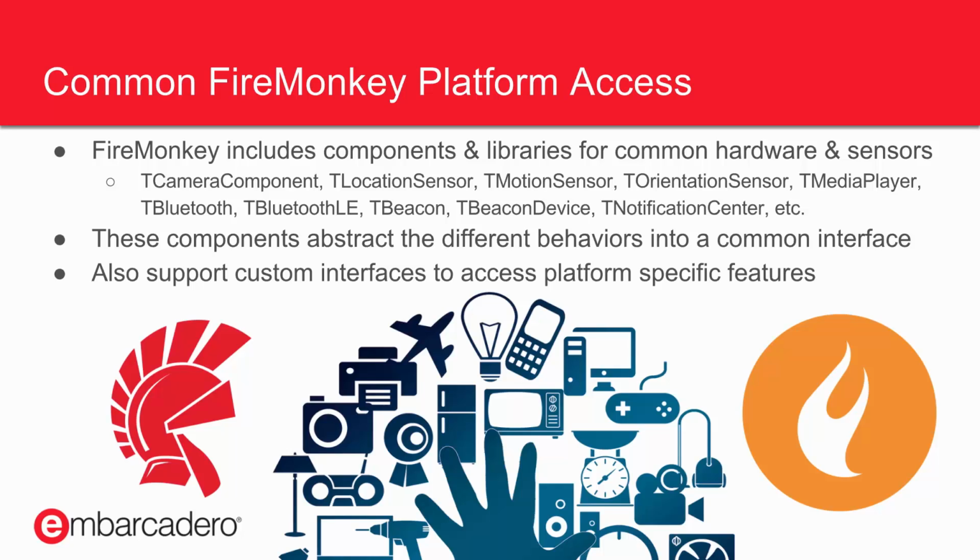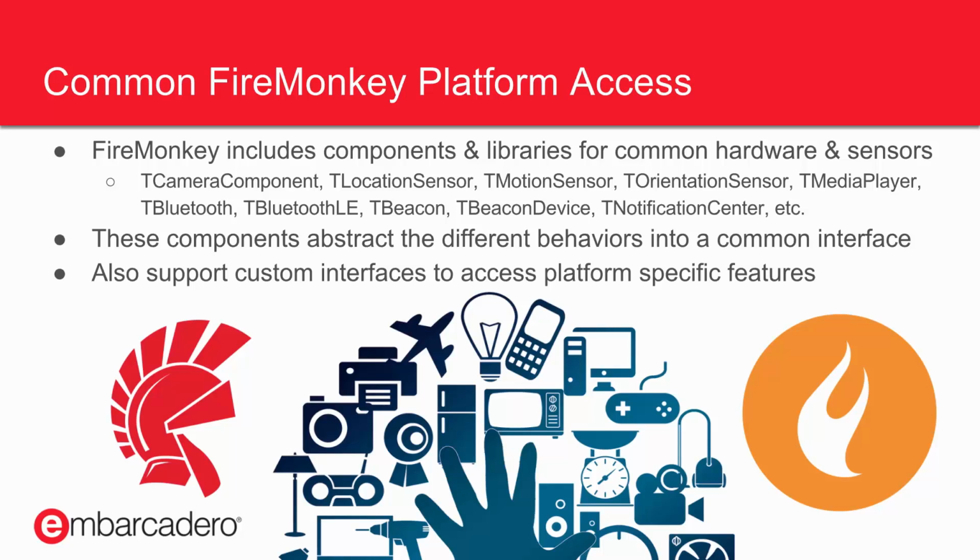So when you're working at the FireMonkey RTL layer, there's a number of components and libraries available for common hardware and sensors. For example, the TCamera component you can use to access the camera. Really, really easy. I've looked at some of the samples that are available for other frameworks or the different platform native APIs, and it's a real pain to work with the camera. With the TCamera component, it's really, really easy to grab and take pictures with the camera, and it works across iOS and Android as well as Windows and macOS. So very, very flexible, very powerful.